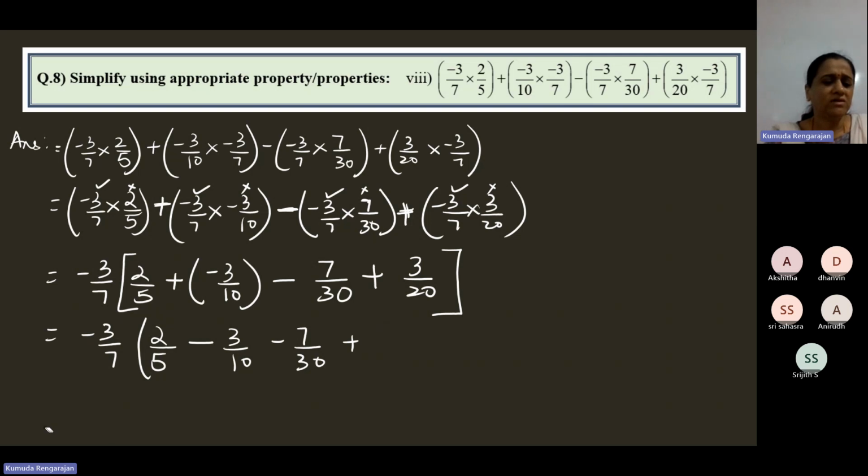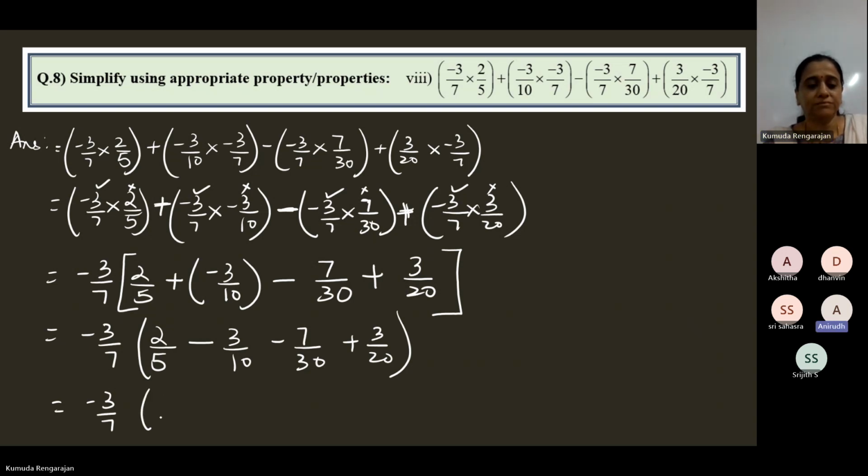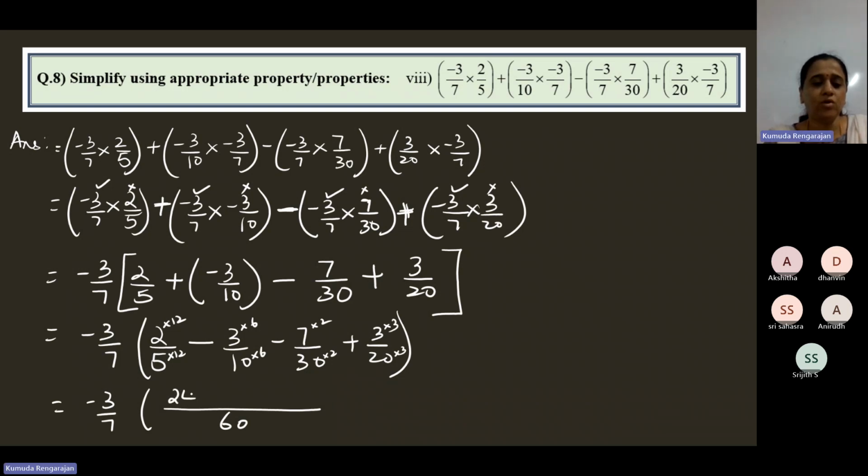What's the LCM? You can see now you don't have to do 2 at a time. You can take everybody together. Take all of them together. What's the LCM? 30. 60. Yes, ma'am, 60. 60 is the LCM. So into 12, into 12, into 6, into 6, into 2, into 2, into 3, into 3. 24 minus 18 minus 14 plus 9. Correct?